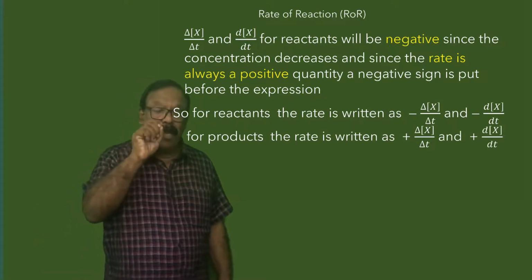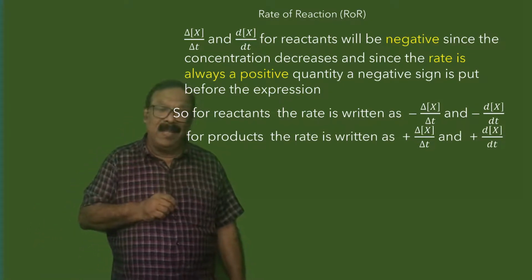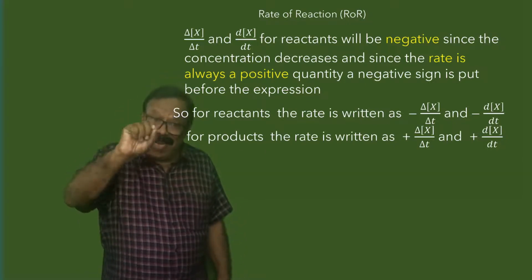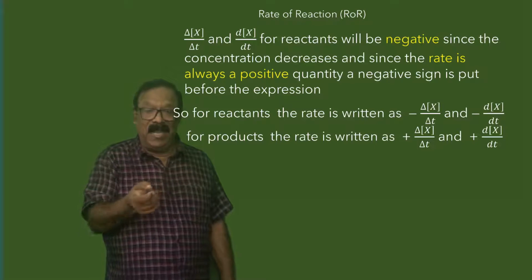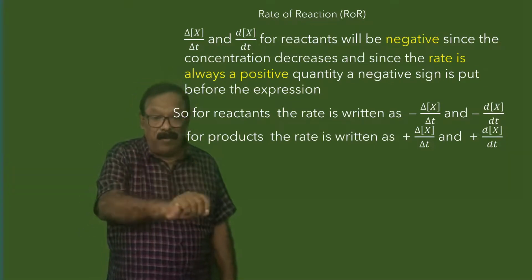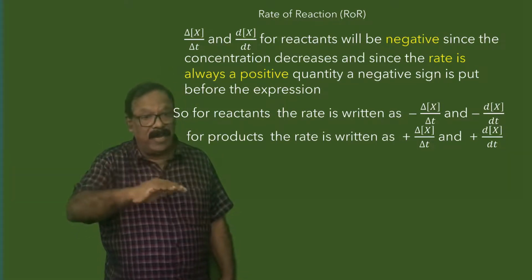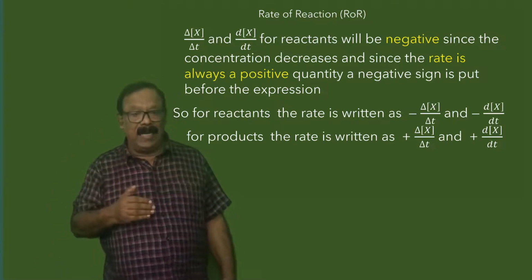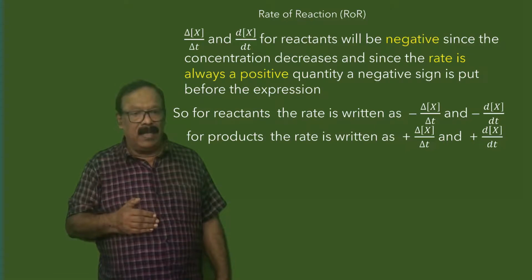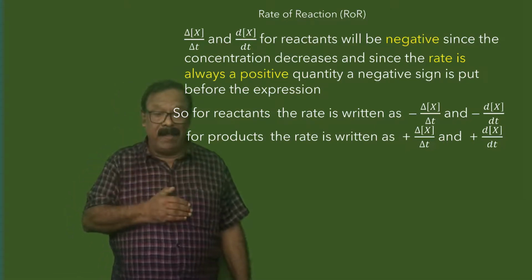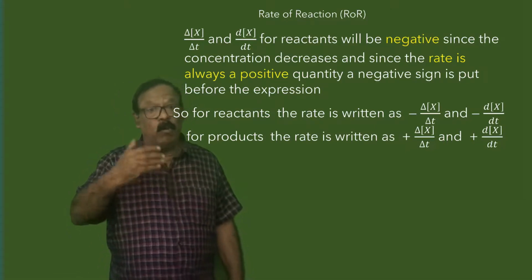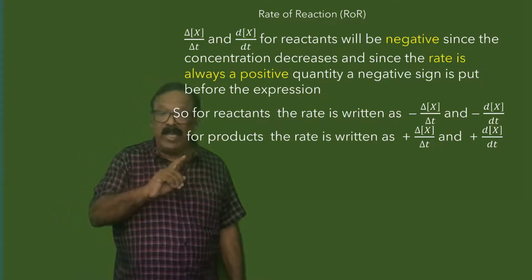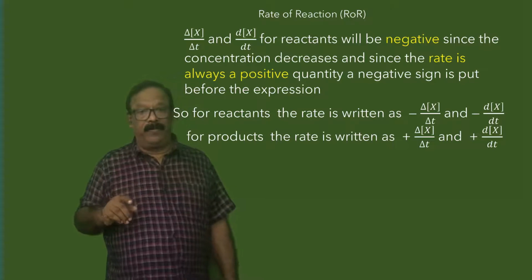Then why are we putting the minus sign? It is because delta x and dx are negative for the reactant. If we put a negative sign before the expression, negative of negative becomes positive. So the reason for the negative sign before delta x by delta t for a reactant is to make the rate positive. So the rate of reaction will always be positive.